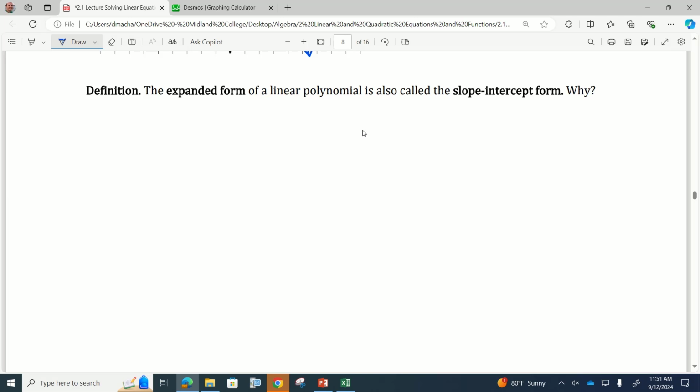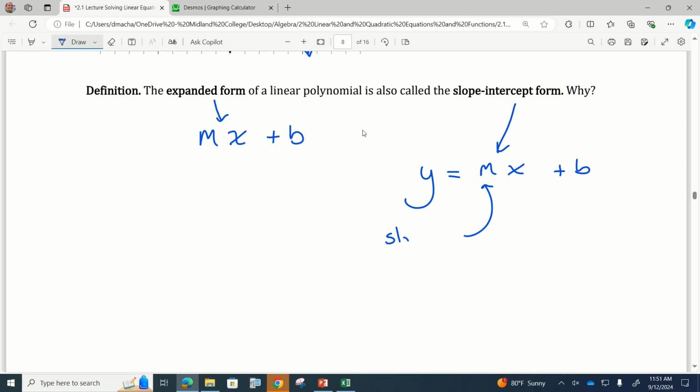What we've been calling the expanded form of a linear polynomial, this is called the slope-intercept form of a line, because when you look at that linear function, you see the slope and the y-intercept. So you might hear me call this the slope-intercept form, and that's why this is called the slope-intercept form. You can look at it and you can tell what those two values are.